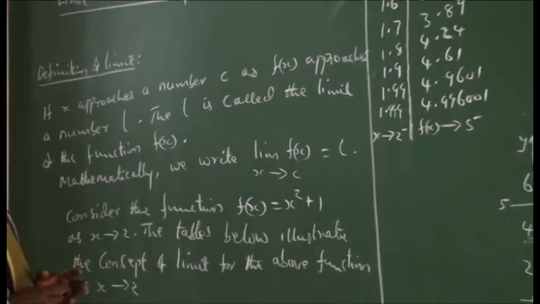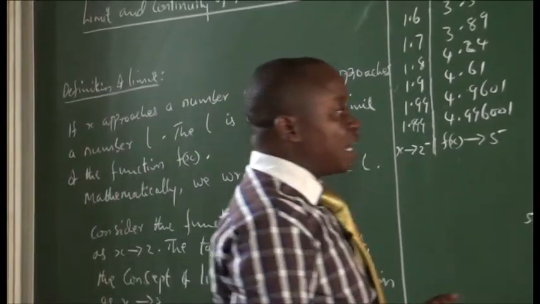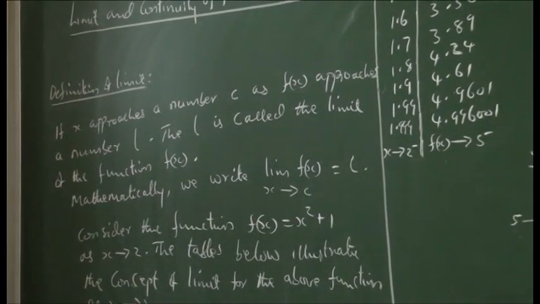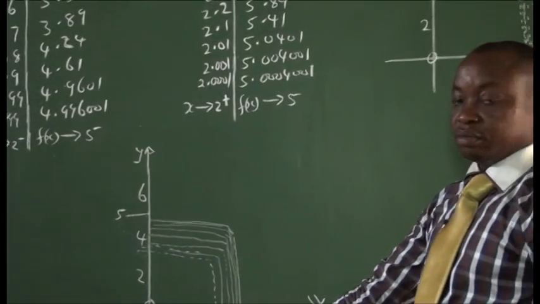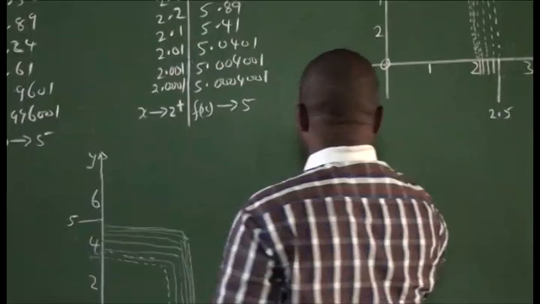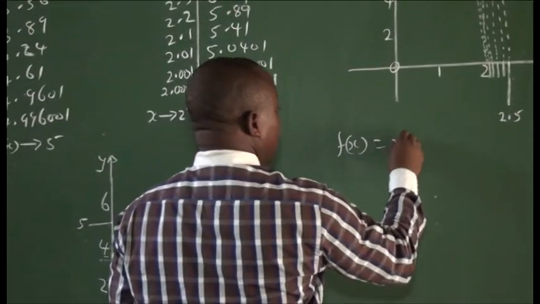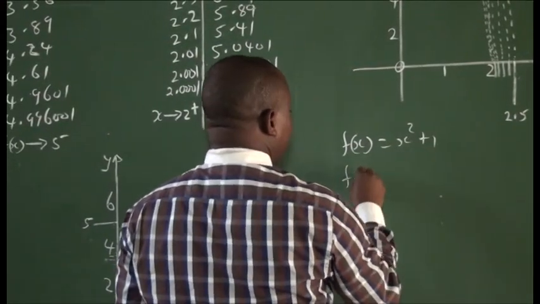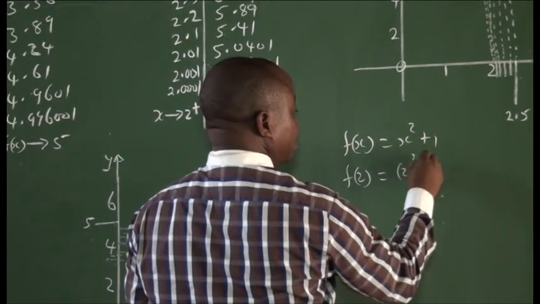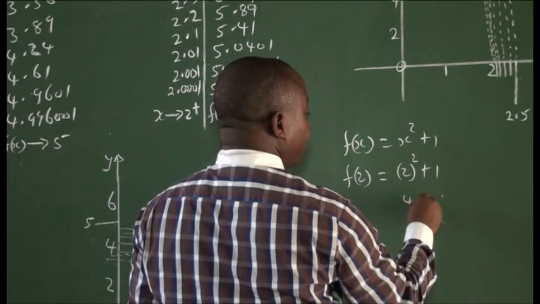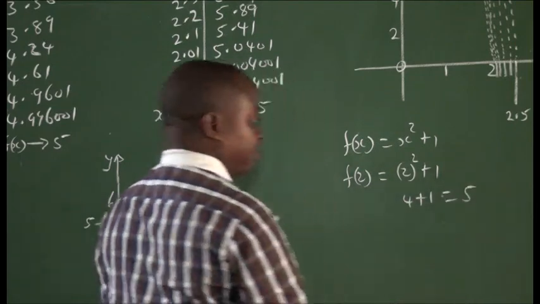All right. But there is something I want to do again. I want to also look at this function and find f of 2. So I know that f of x equals x squared plus 1. Now what about f of 2? f of 2 is 2 square plus 1. And that gives me 4 plus 1, which is 5.